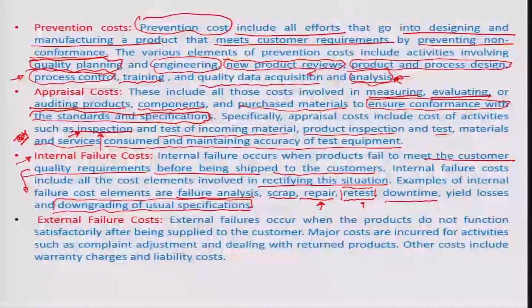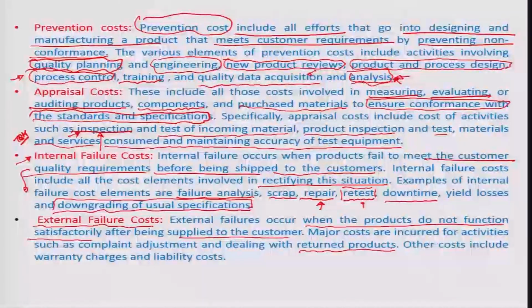External failures on the other hand are very serious in nature and consequences. It's basically related to when the products do not function satisfactorily at all after being supplied to the customers. So, there are many activities to do this compliance adjustments. For example, sometimes products are returned under warranty and there are warranty claims issued to the company. It actually goes into the balance sheet of the company.